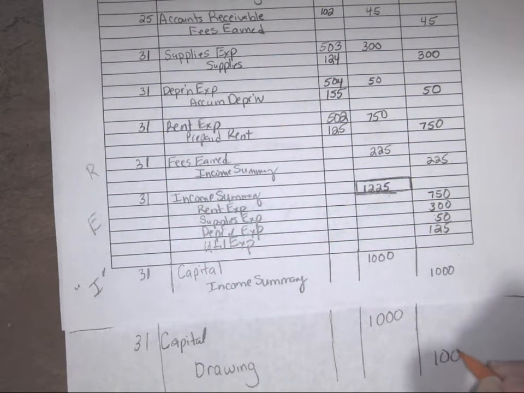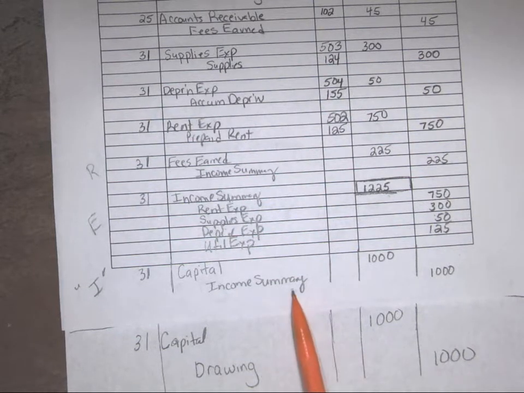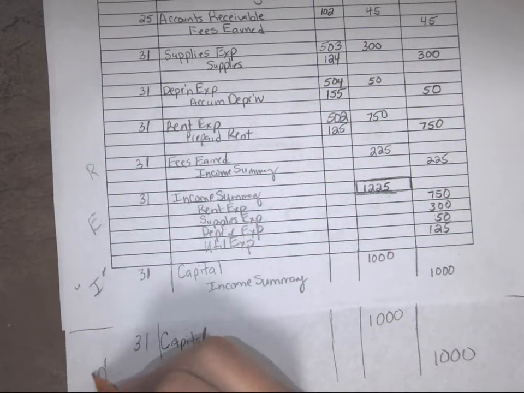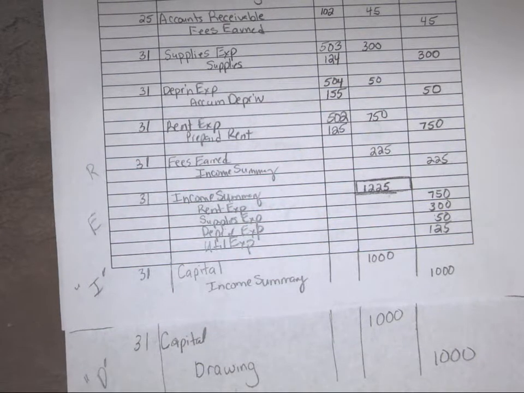Now, it is just a coincidence that these numbers are the same. They're not generally going to be the same. They will be different. This is just the income summary number happened to be 1,000 and the drawing account happened to be 1,000 for this particular case. And so that is going to be that D account. So this is where we look at, we've got it in as far as our closing entries are concerned.